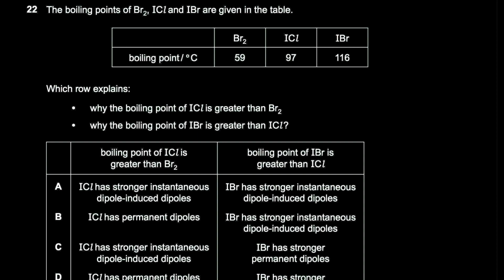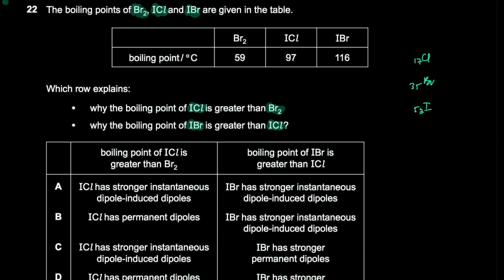The boiling points of Br2, ICl, and IBr are given in the table. Which row explains why the boiling point of ICl is greater than Br2 and why the boiling point of IBr is greater than ICl? Now I'll mention here that chlorine has atomic number 17, bromine has atomic number 35, and iodine has atomic number 53.